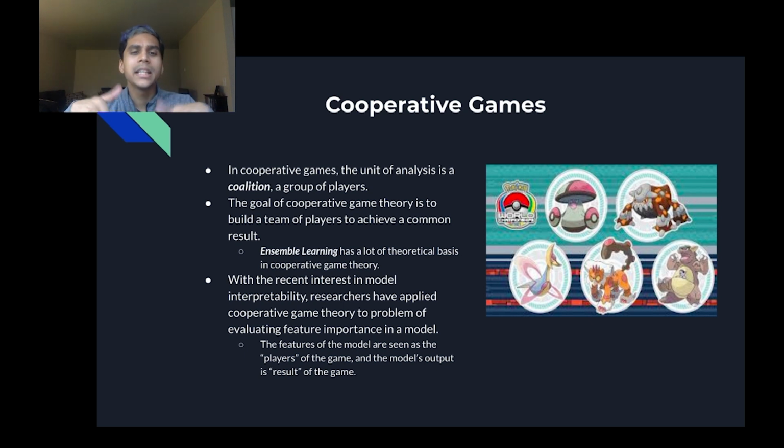And the main idea behind cooperative game theory is we want to build a team of players to achieve some common outcome. We want to assemble a team of soccer players or football players that are most likely to win all the matches they come across. We want to build a team of Pokemon that are most likely to win the most battles, for example.